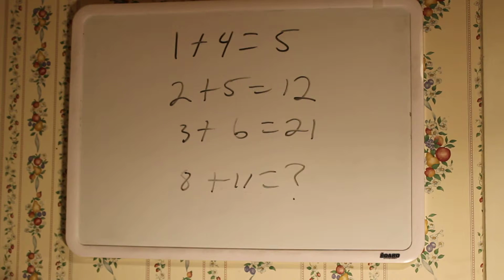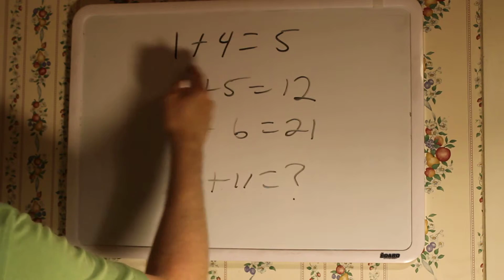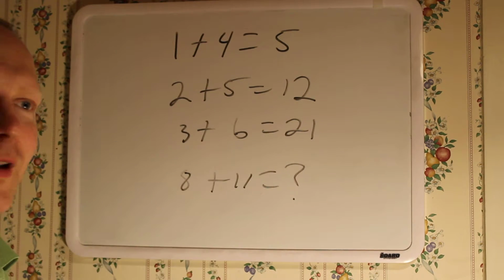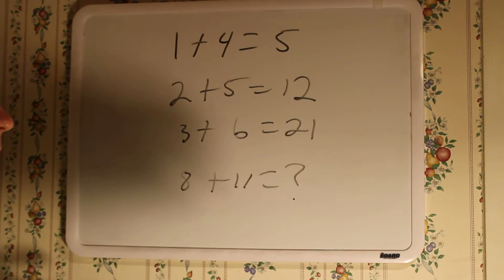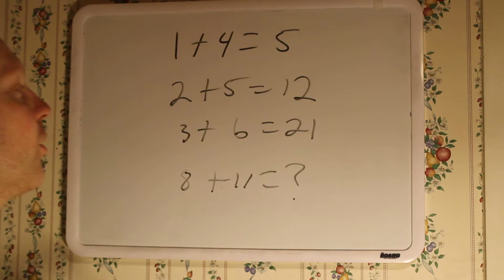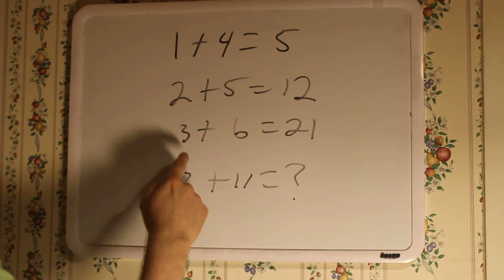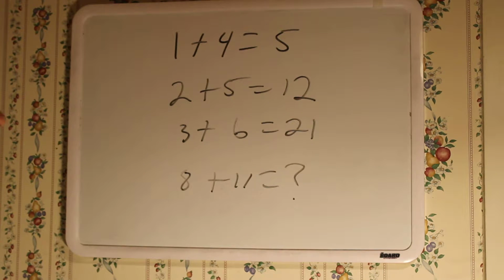We're going to look at what we can do. And I looked and I said, well, 4 plus 1 is 5. But 4 times 1 plus 1 is also 5. So I looked to see, does that work on the next one? Well, 5 times 2 is 10. 10 plus 2 is 12. Ooh, it's beginning to look good. So then 3 times 6 is 18. 18 plus 3 is 21.